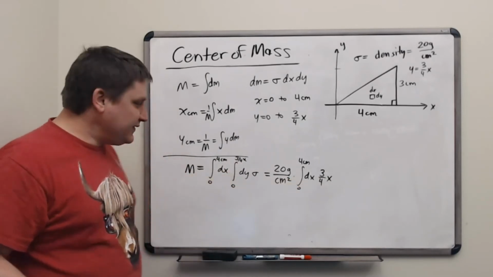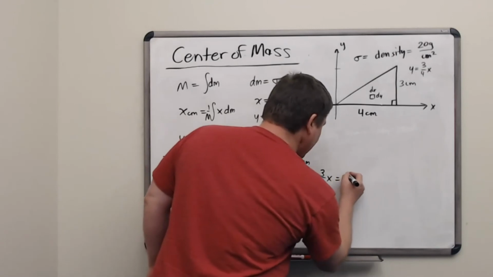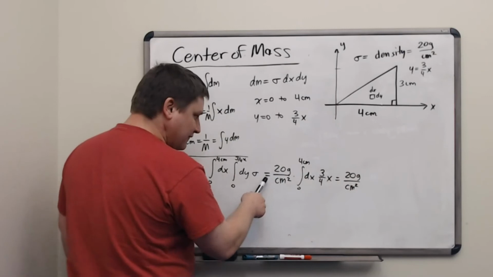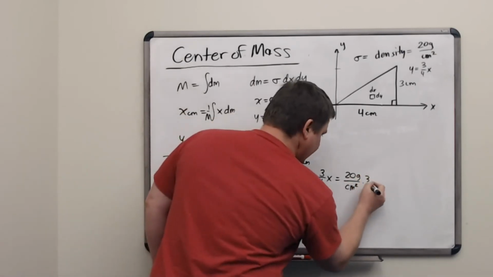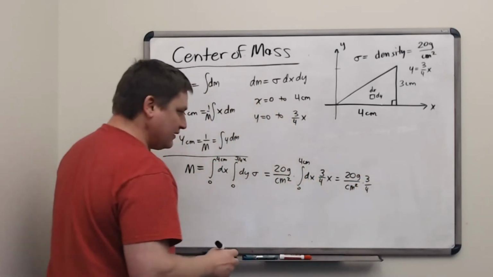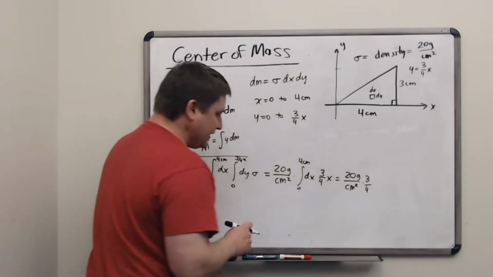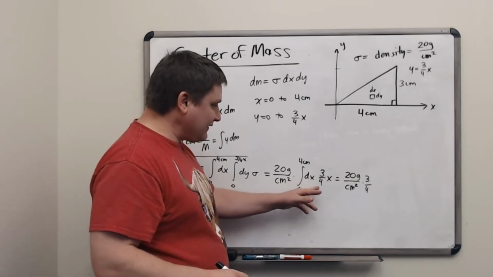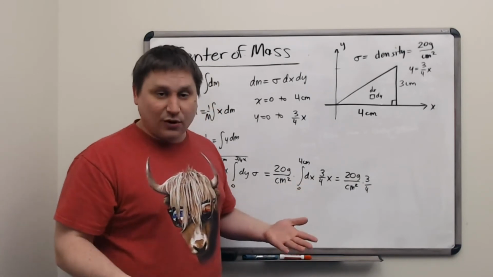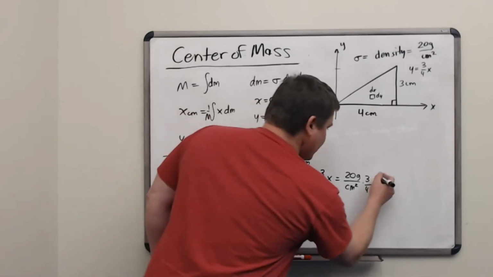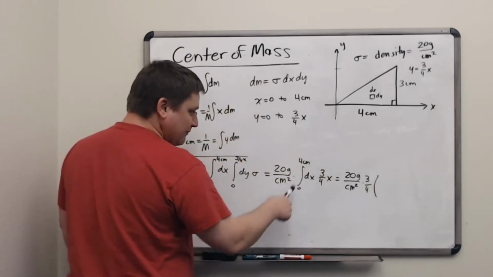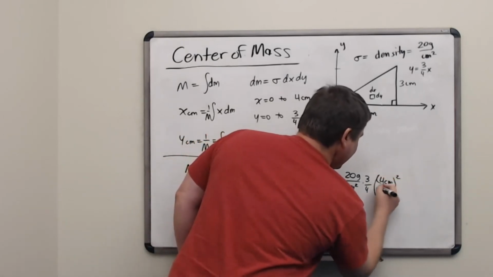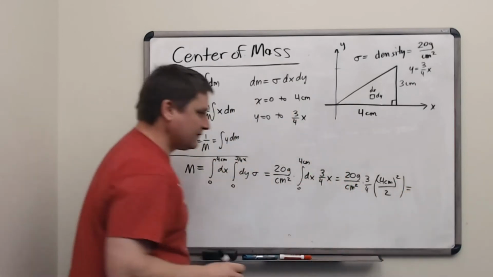The next step, I'm going to do the x integration. Let me write it out here carefully. The 20 is still out front. The 3 over 4 is a constant, which I can leave up front for later. And then my integral is x is the integrand, dx is the integration variable, so that's going to be an antiderivative of x squared over 2 using the power rule. So I'll have 4 squared over 2 minus 0 squared over 2. So we'll get here 4 centimeters squared divided by 2.